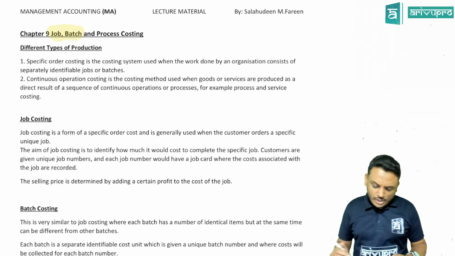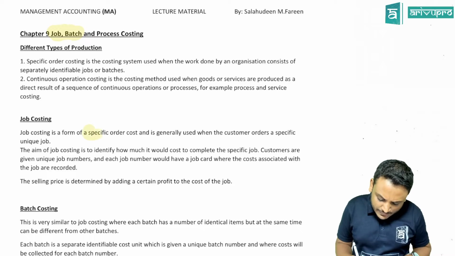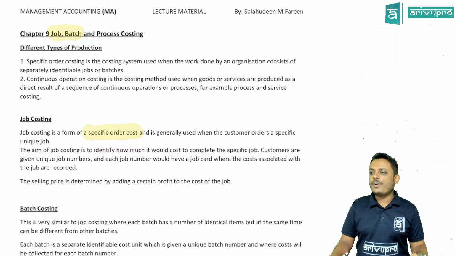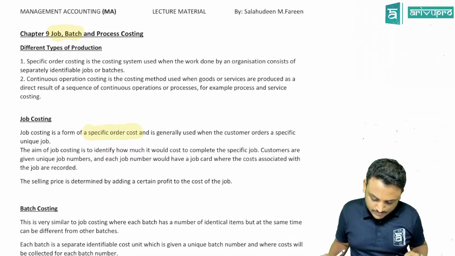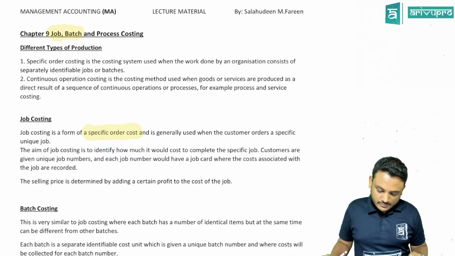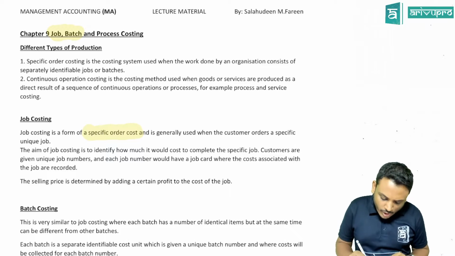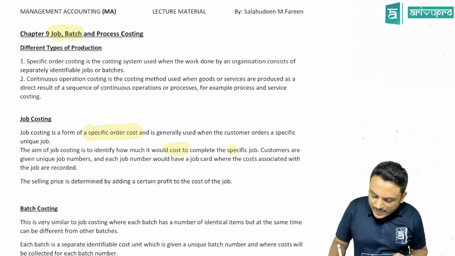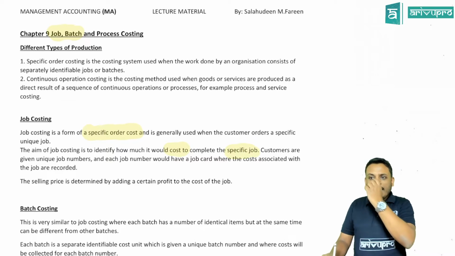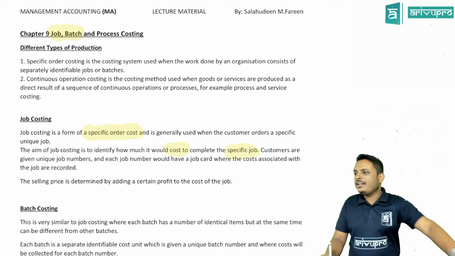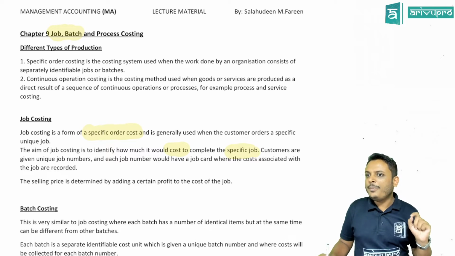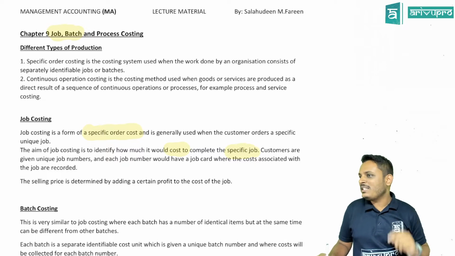So now let's move to job costing. Job costing is a specific order cost. Underline the words specific order, because it comes from the customer. The order is coming from the customer. And also, job costing identifies the cost of a specific job. Why is it a specific job? Each and every job is unique. Each and every job is specific.